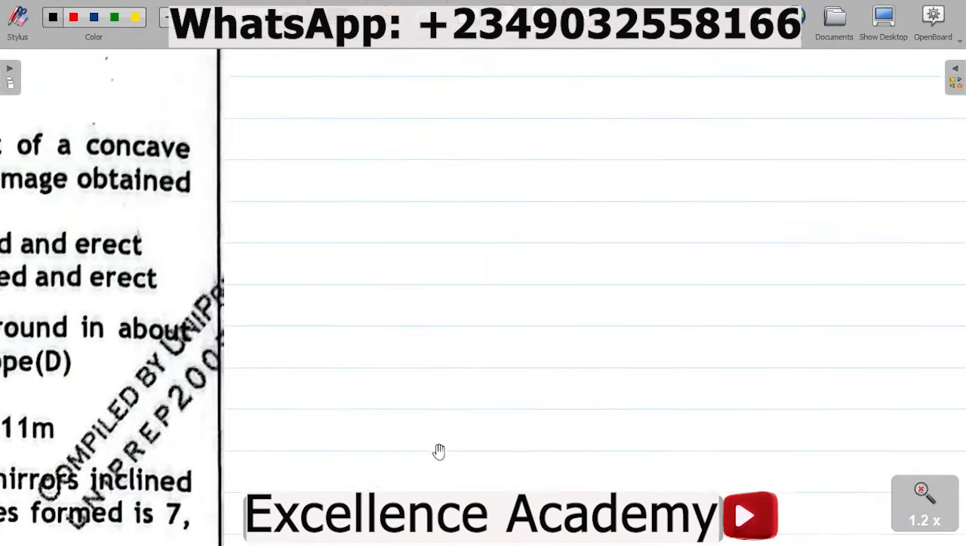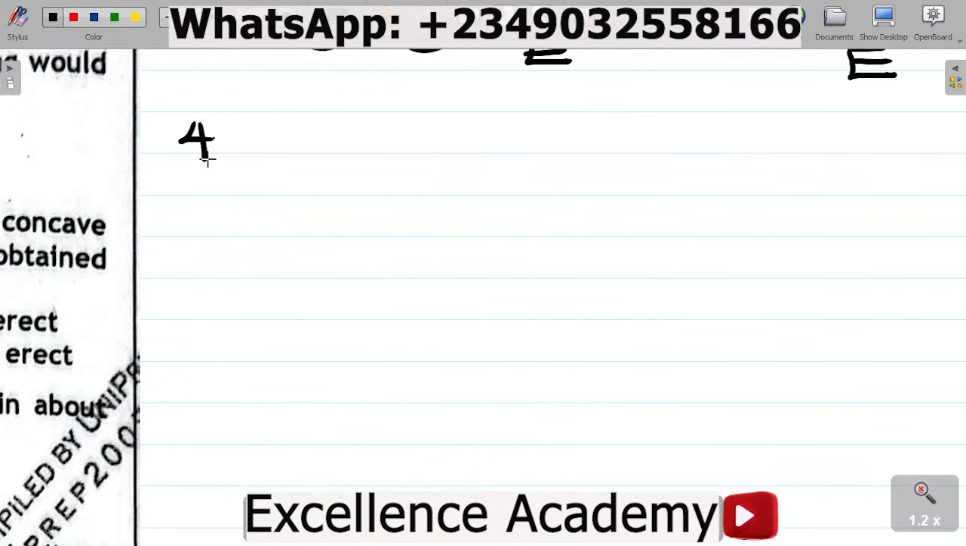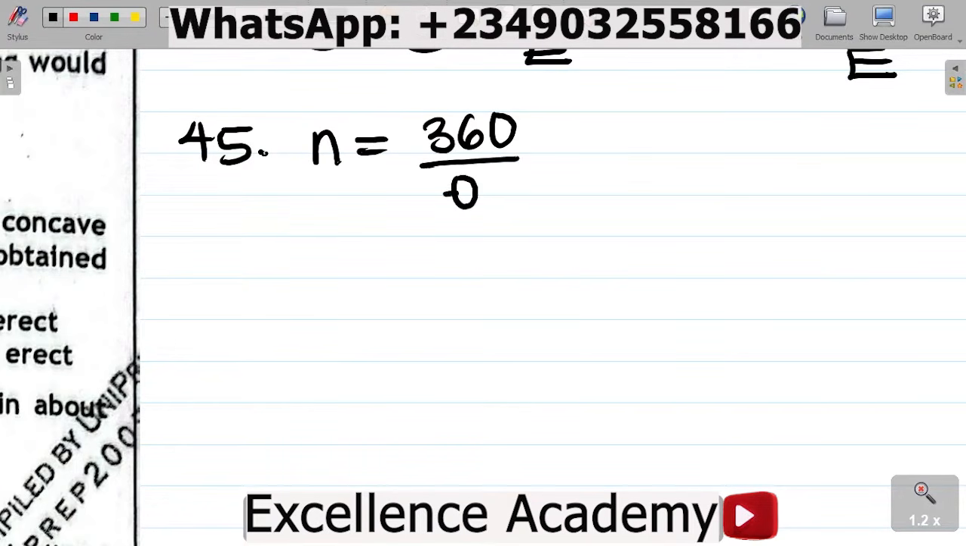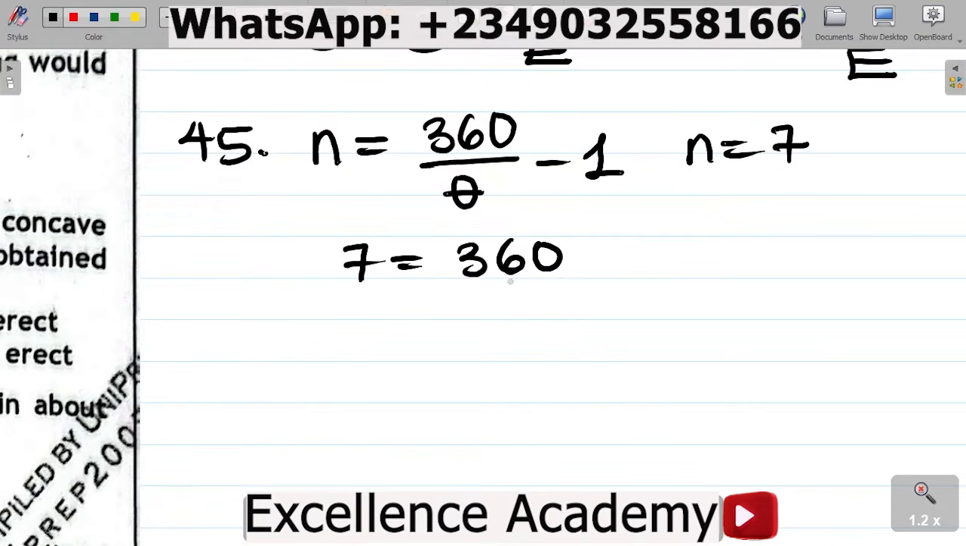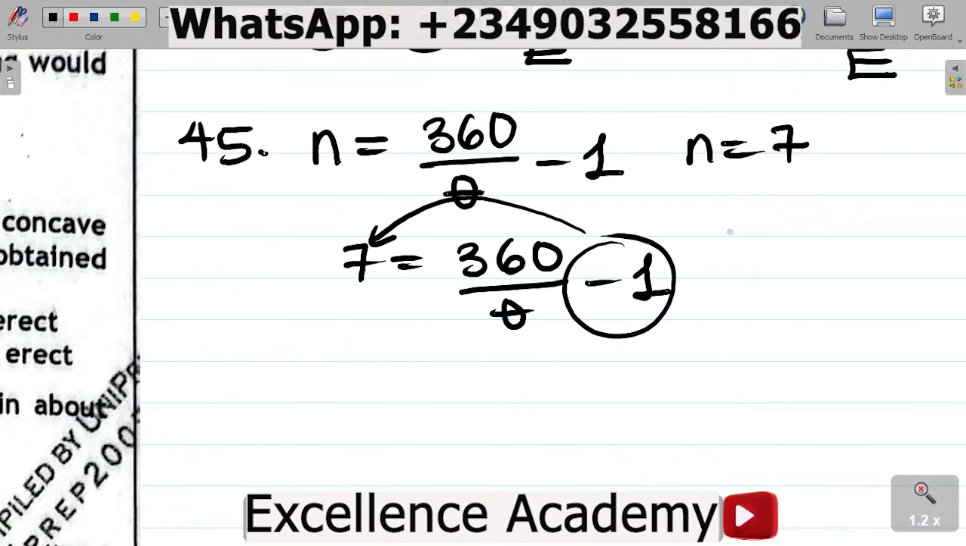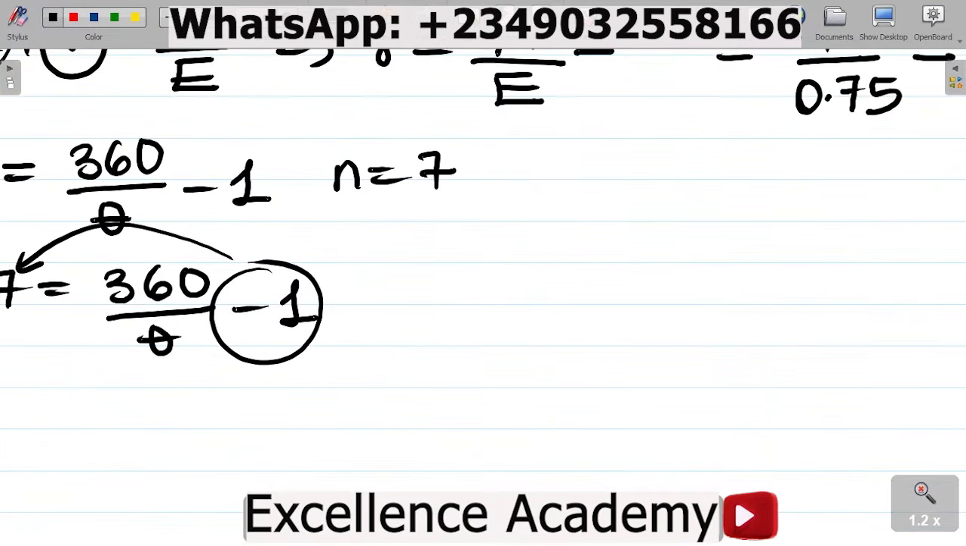So how do we solve this question? Take note that for 45, the number of images formed, N, is given by 360 all over theta minus 1. Here's the formula for that. And they said 7 images were formed, so N is equal to 7. So you have 7 is equal to 360 all over theta minus 1. Move minus 1 over here, it becomes 7 plus 1, and that gives you 8. So you have that 8 is equal to 360 all over theta.